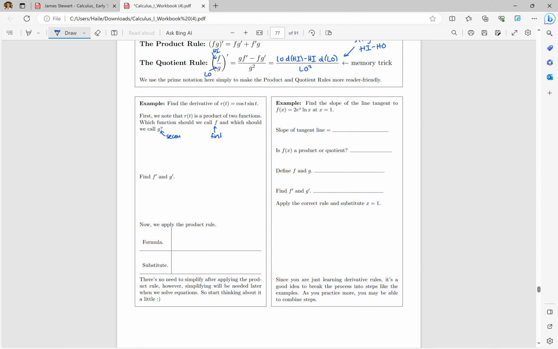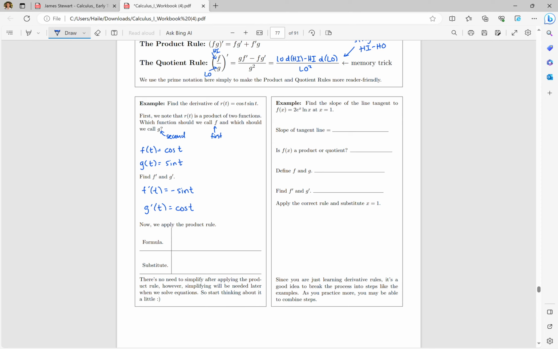f we're always just going to call the first function, and g is always just going to be our second function. So f of t is going to be cosine of t, and g of t is going to be sine of t. So we know for our product rule formula, we're going to need the derivative of both of these. So let's go ahead and find those. So f prime of t is equal to negative sine of t. g prime of t is equal to cosine of t.